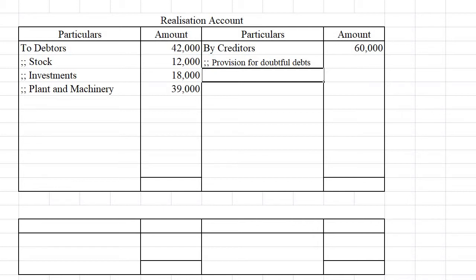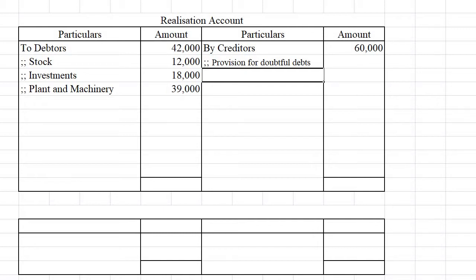Okay, if investment and investment fluctuation fund both are there in the balance sheet, we have to transfer the investment fluctuation fund to the credit side of the realization account. And if in the balance sheet only investment fluctuation fund is there and no investment, in that case, we have to transfer investment fluctuation fund to the capital account of partners. That means it will be shared among the partners and shown in the capital account.